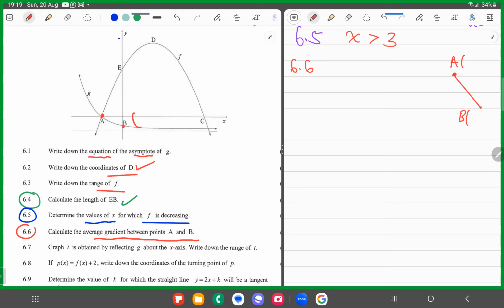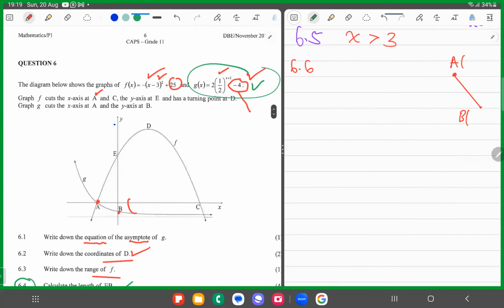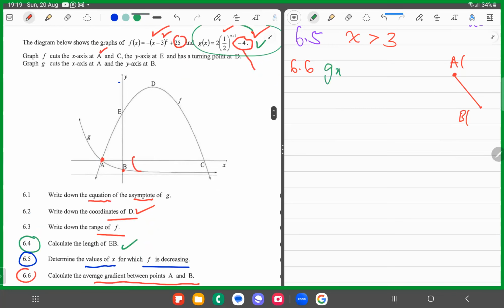Right, let's just write down the equation of the function. It is the function g, 2 into 1/2 to the x plus 1. So now we want to find the intercept. We have found the y-intercept of g. How do you find the x-intercept? We found the y-intercept, let's just find the x-intercept.